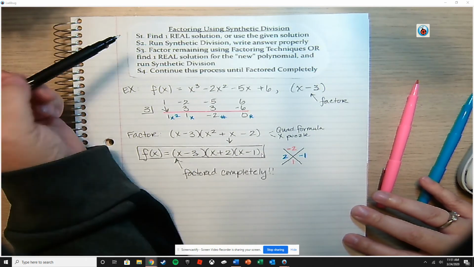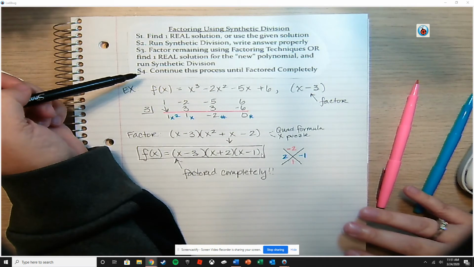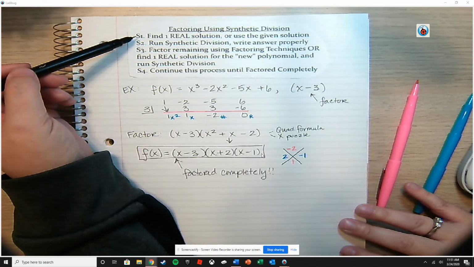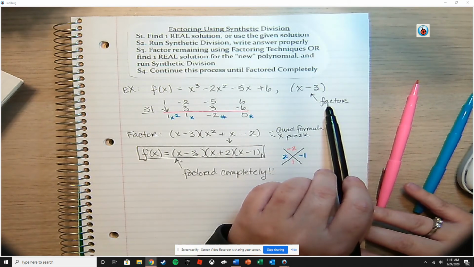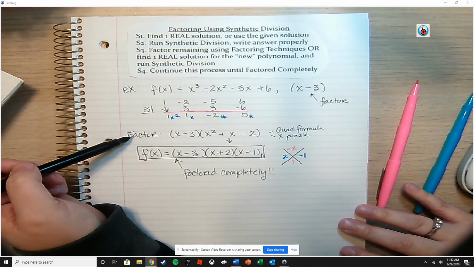Okay. If you notice back up here at the top, I've got some steps for you that I will also make sure that I upload a copy of this to Canvas. Now, step 1, it says find one real solution or use the given solution. So I used the given one. I ran synthetic division and I wrote my answer properly.